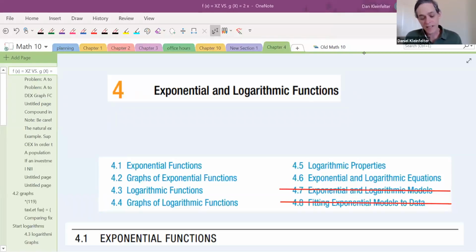Welcome back, everybody. In this video, we'll be starting chapter 4 and section 4.1. As always, when we start a chapter, it's a good idea to look ahead and see what it is that we're getting into, and then actually get into it.